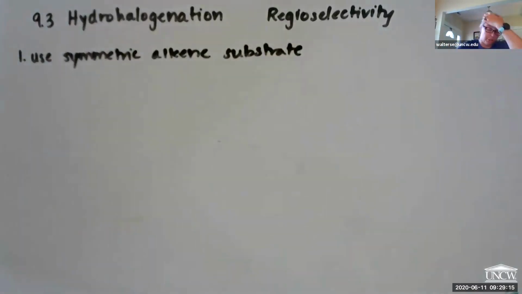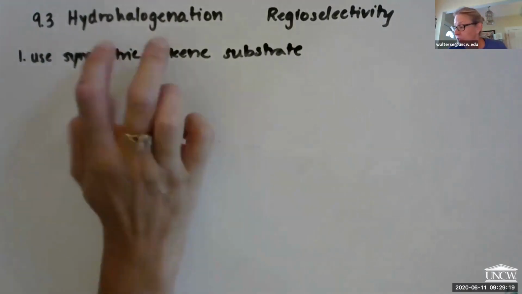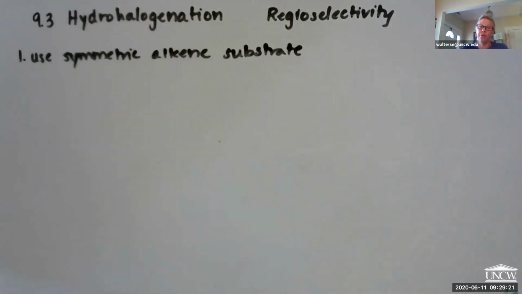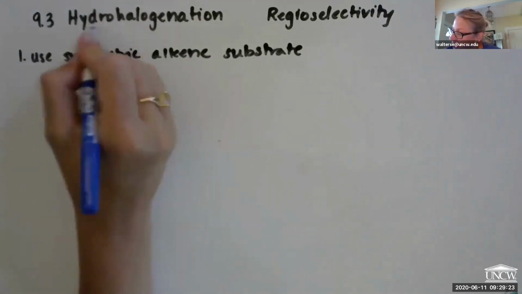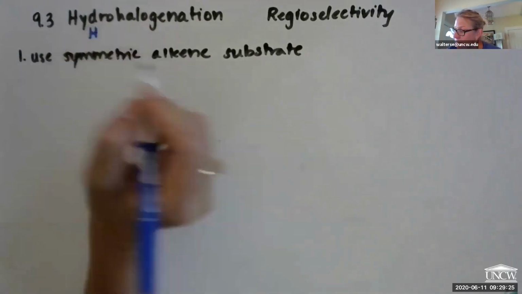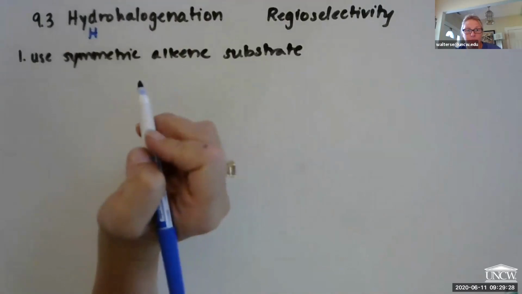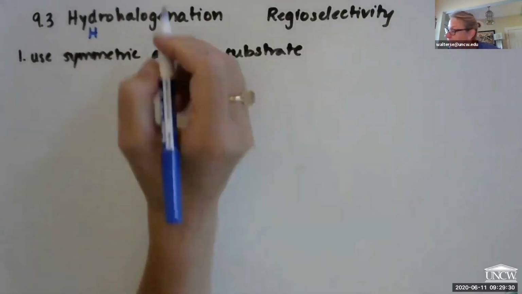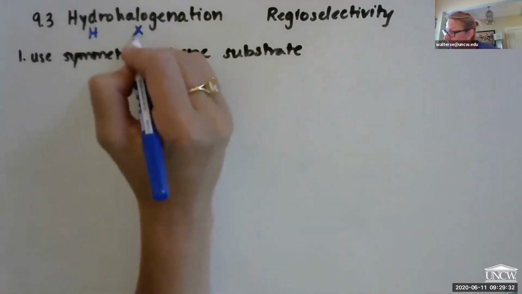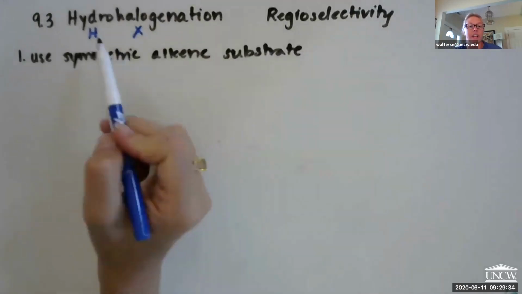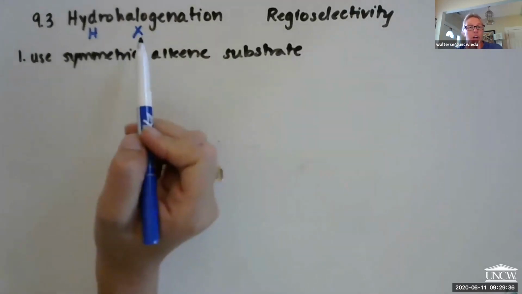Now, with learning the names and memorizing what these words tell you, hydro means hydrogen. Halogenation, a halogen is an X. So this is the addition of a hydrogen and a halogen across a pi bond.